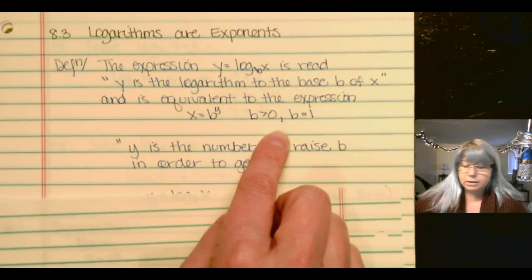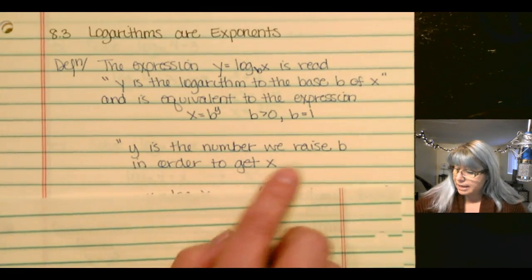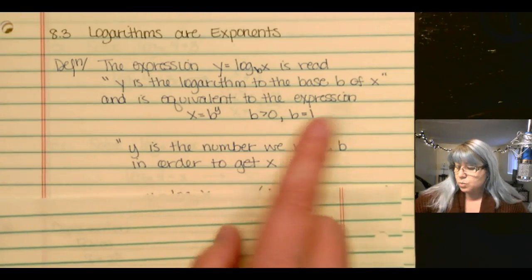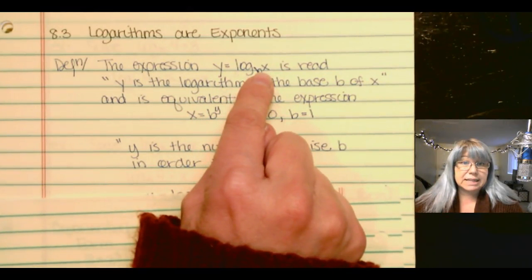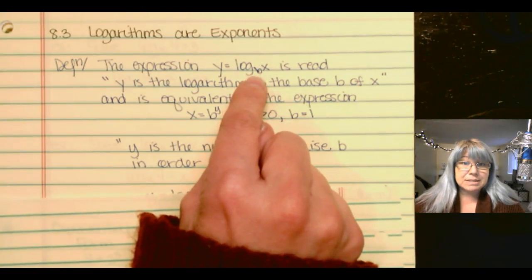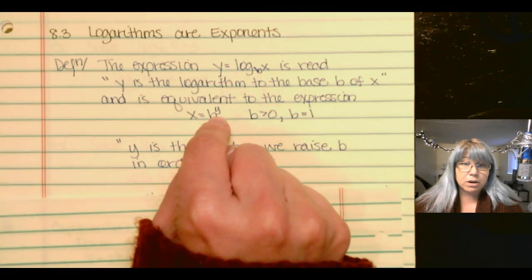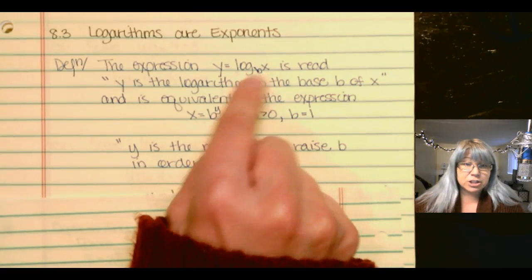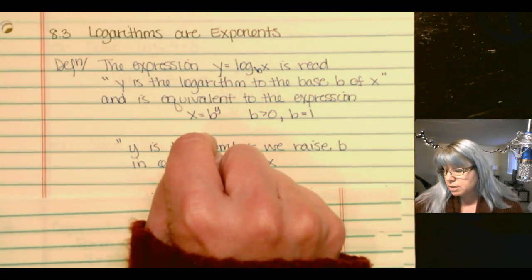B to the 1 is just boring, so we leave that out. Y is the number we raise b to in order to get x. So when you're looking at y equals log base b of x and you want to translate that over to the exponent, b is the base. That's the base we're raising to a power. Y is the power, and x is the answer. That's how we're going to talk about rewriting logarithms into exponential form.